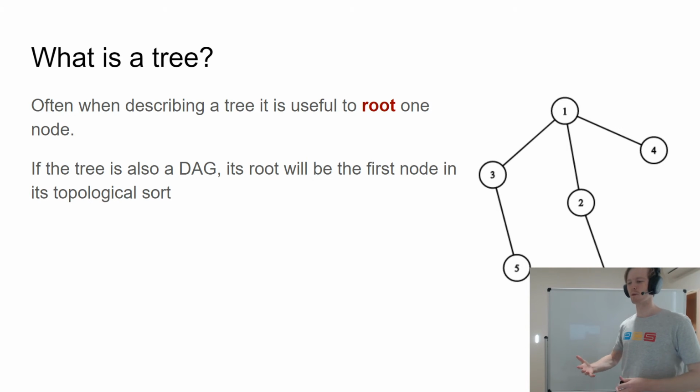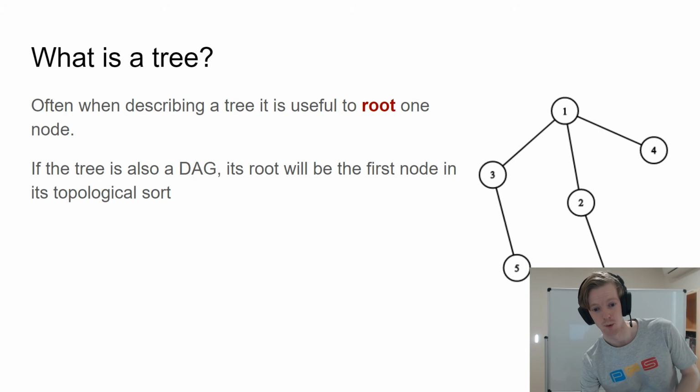So first, what is a tree? When we talk about trees, it's often useful to describe it as a rooted graph. So we choose one arbitrary node and call it the root. This is really useful for implementation, but it's also useful to demonstrate concepts. If a tree is a DAG, it must have a root, and that root will be the first node in its topological sort. So the root for this tree we'll select to be node 1.